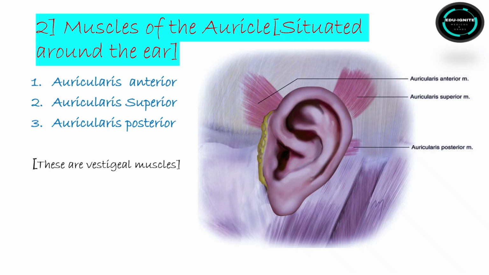Anterior auricularis muscle pulls the ear forward. Superior auricularis muscle elevates the ear. The posterior auricularis muscle pulls the ear backward.